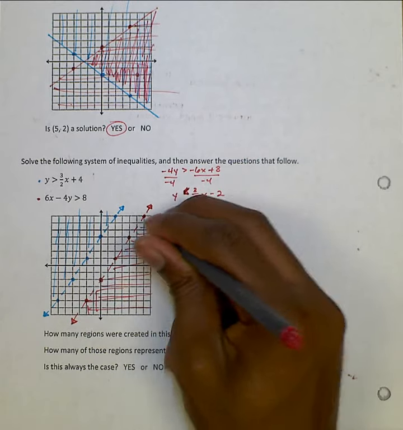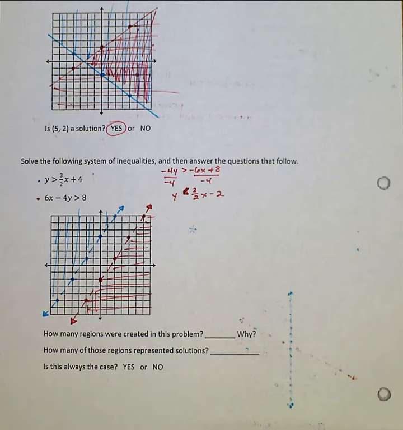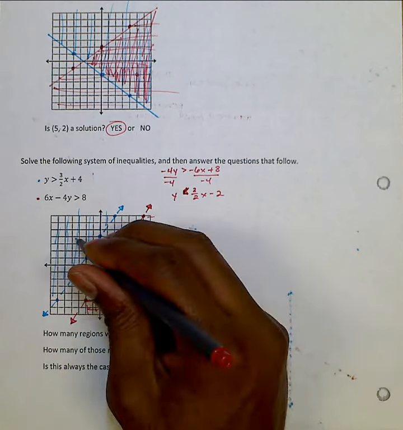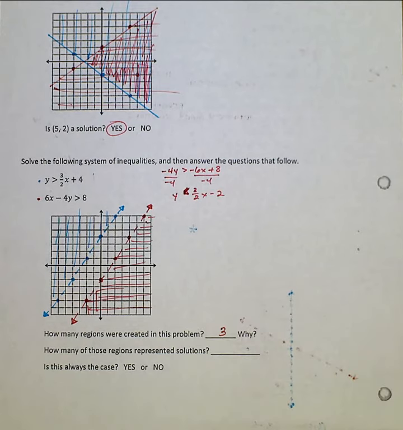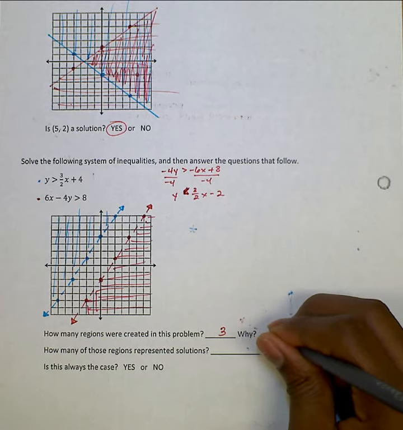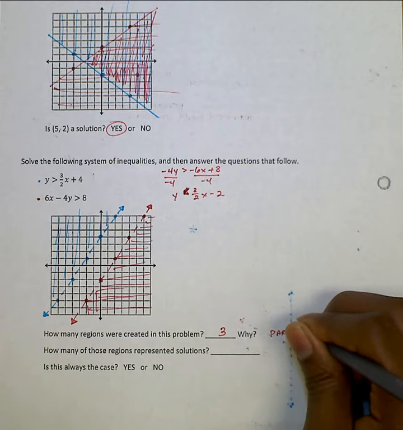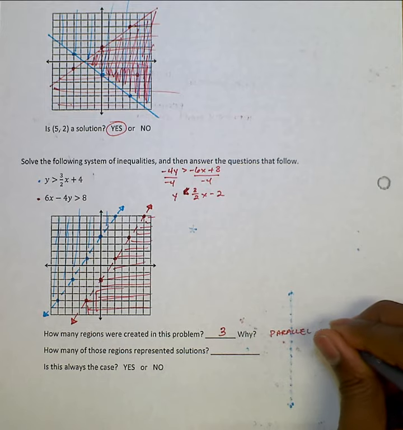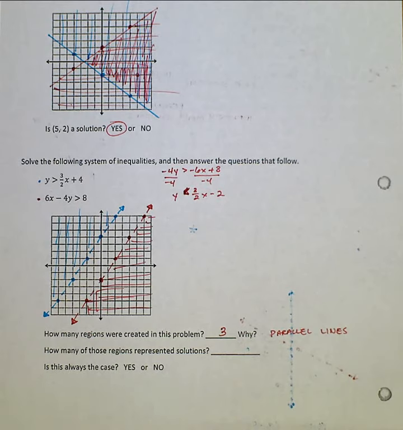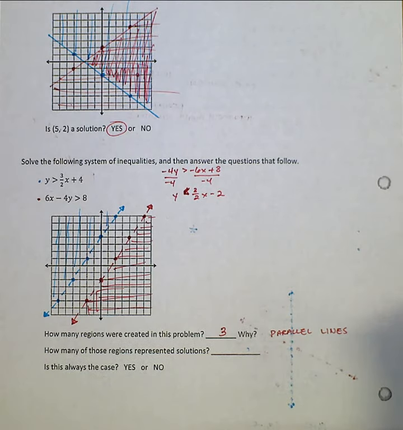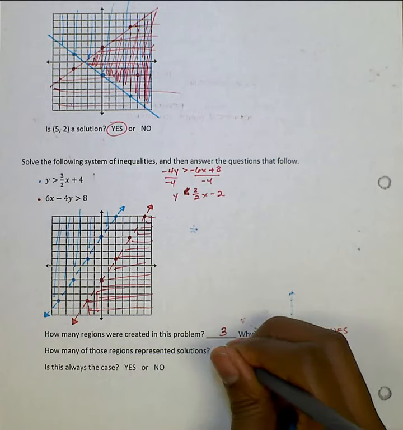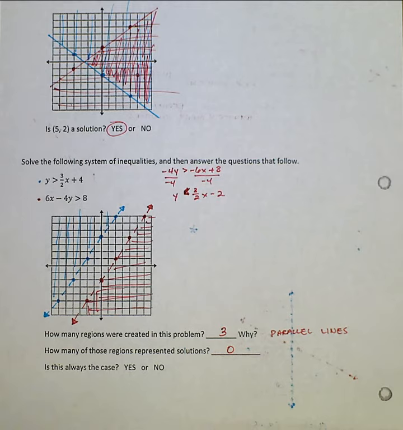Now you'll notice that as we shade below here, we shaded above the first line. How many regions were created in this problem? 1, 2, 3. Only 3 regions. Why? Because we have parallel lines, and that means they never intersect. Okay, so how many of those regions represented the solutions? The answer is none. We don't have any regions where there were shading colors of both places.